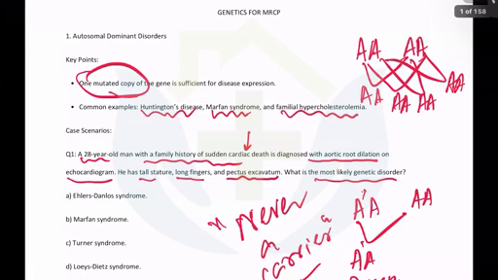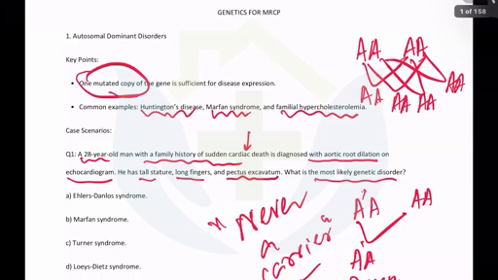Turner is what, XO? Yeah, 45 XO. They are usually short people, but they have aortic issues. What are those issues they have? They usually have coarctation of aorta. Yeah, so they have coarctation of aorta.